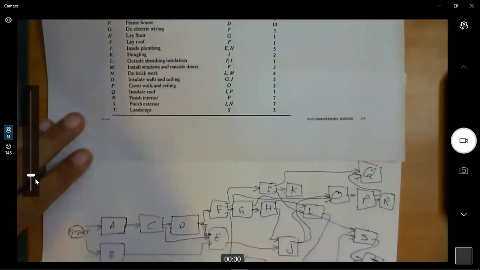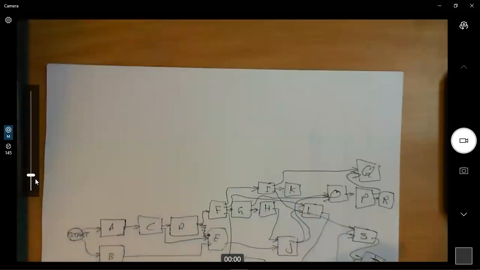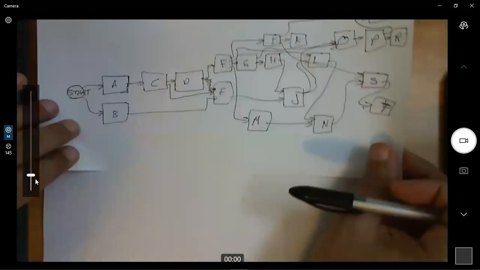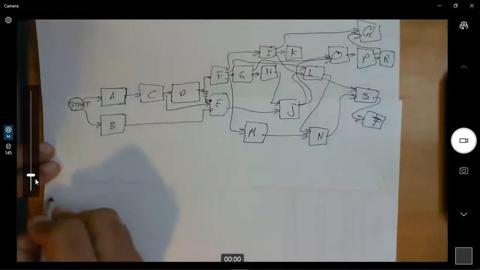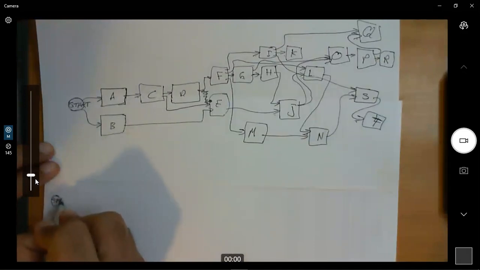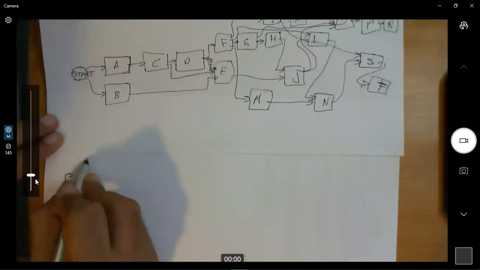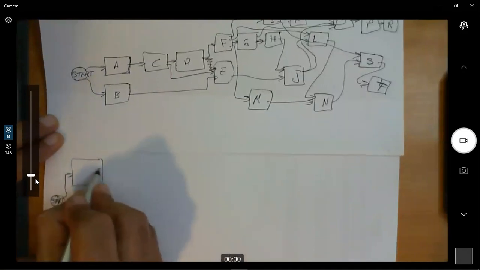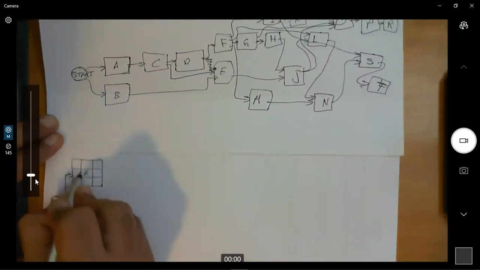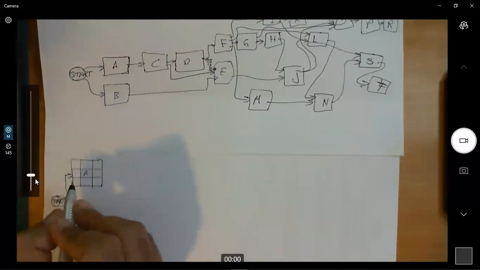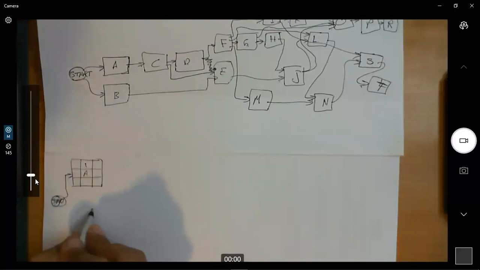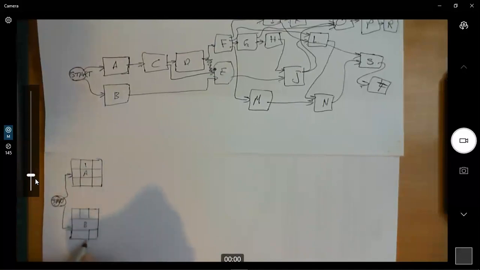As you can see, it's a big mess here. We will try to clean it up and put it in a more readable way. First we start here with start. Then we can write here, this is activity A. The duration for this activity was 1 day. And here we have activity B, and the duration was 2 days.